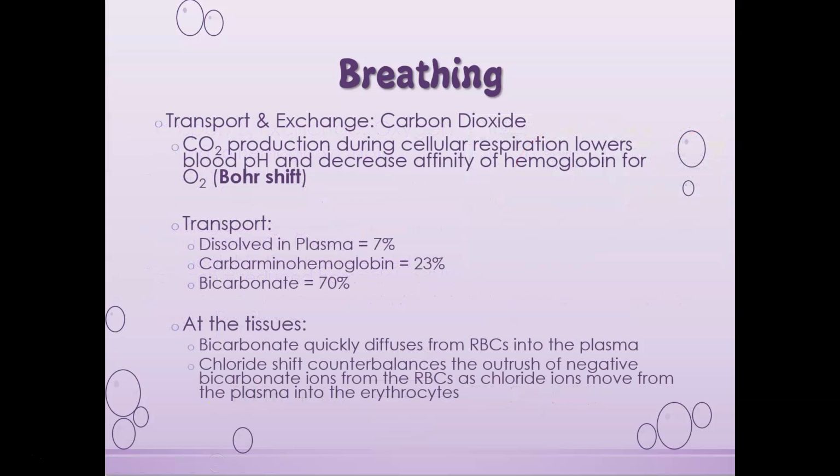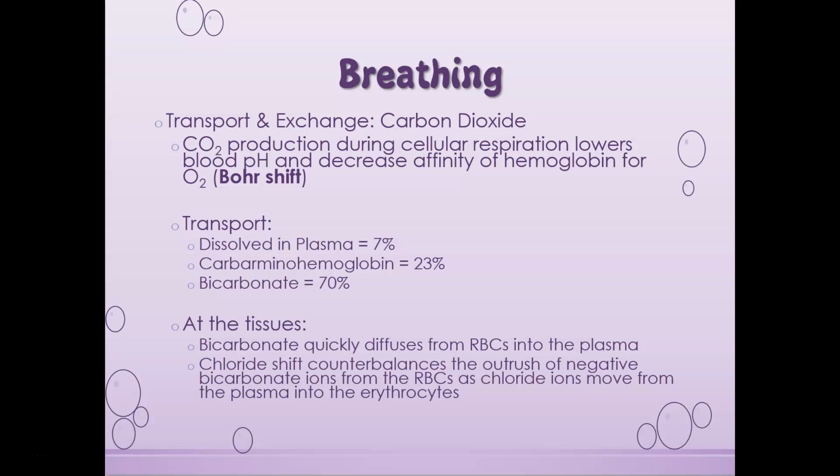So what we're looking at here are these things called Bohr shifts. Your CO2 production during cellular respiration actually reduces the blood pH. In order for that CO2 to get transported, it's a gas. You can't have gases bubbling in your blood. That's not a good thing. And so in order to transport it, your body turns it into carbonic acid. The more CO2 your body is producing because of that cellular respiration process, the lower your blood pH drops. So that decrease in blood pH actually decreases the affinity of hemoglobin for the oxygen. That's that Bohr shift idea.